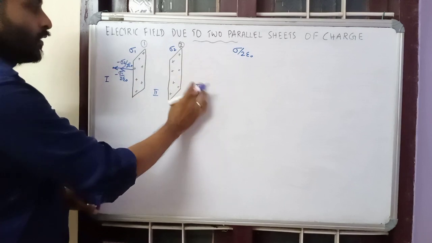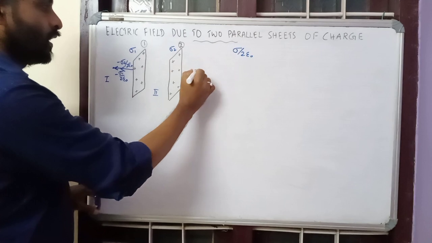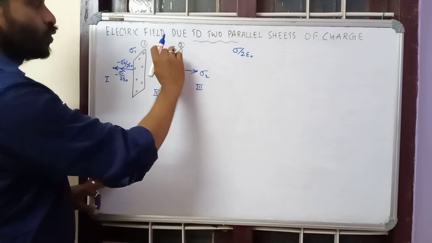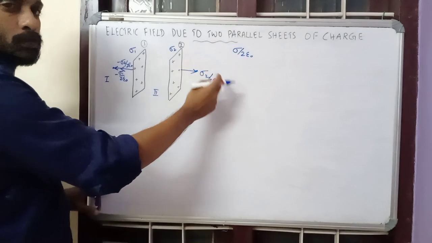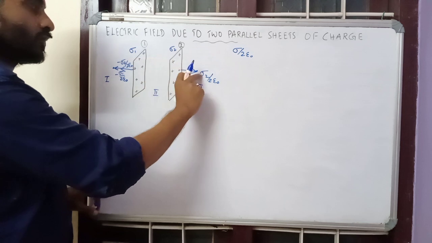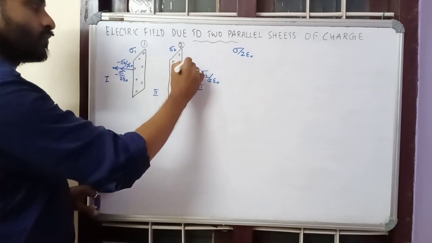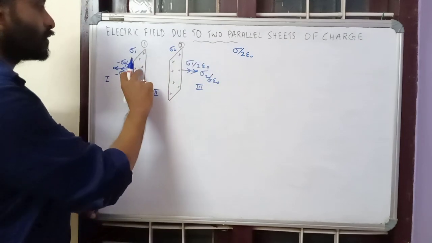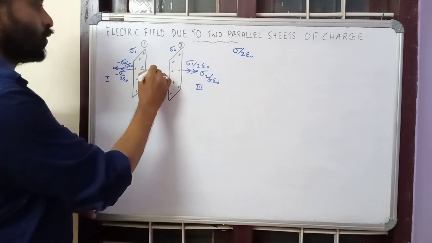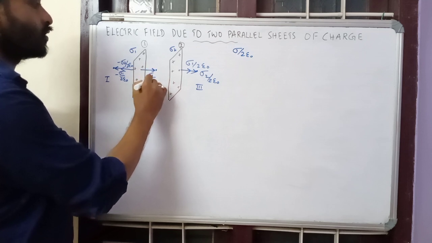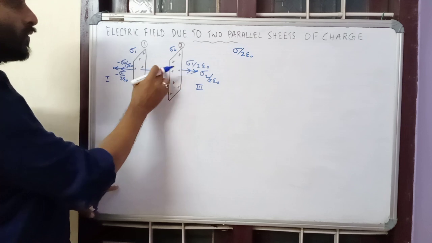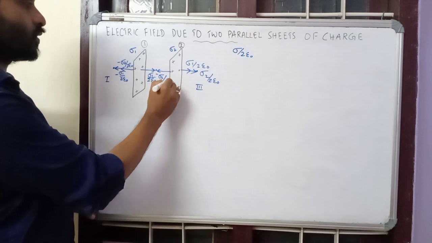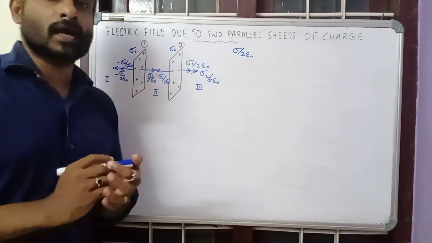Now we go to the third region. Here, the second sheet can produce electric field at this point in this direction, with value sigma 2 by 2 epsilon 0. The first sheet also can produce electric field here, in the same direction, with value sigma 1 by 2 epsilon 0. This will also produce electric field towards the left side, so it will be equal to minus sigma 2 by 2 epsilon 0. So in the three regions we have electric fields.